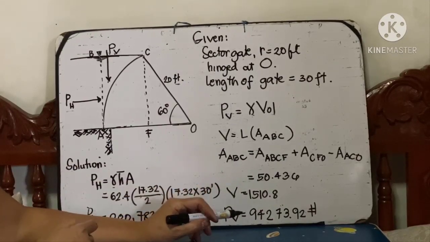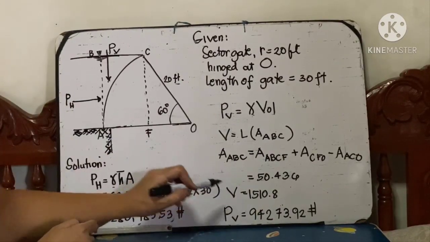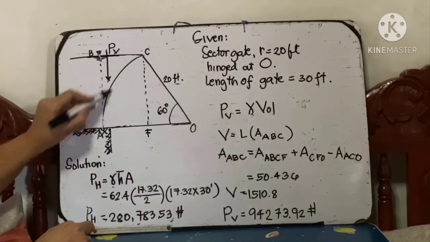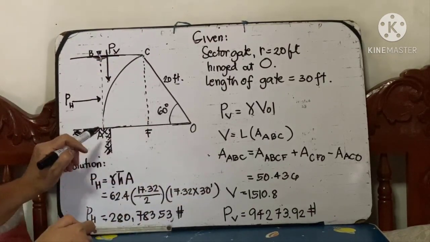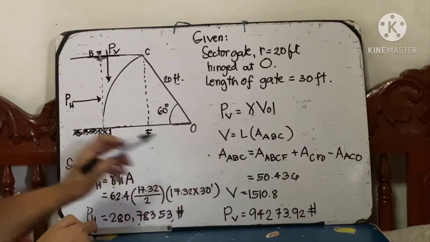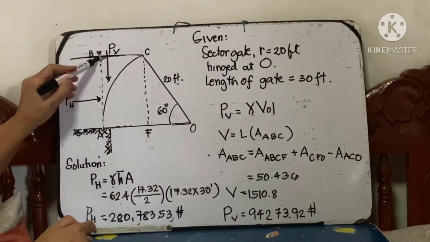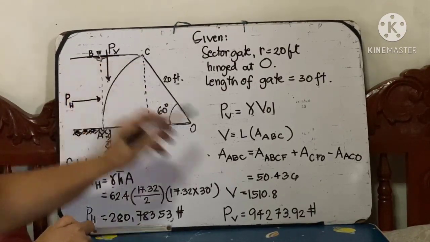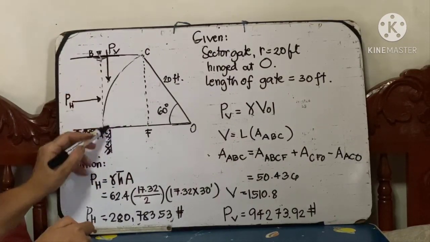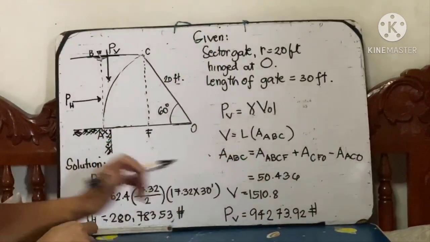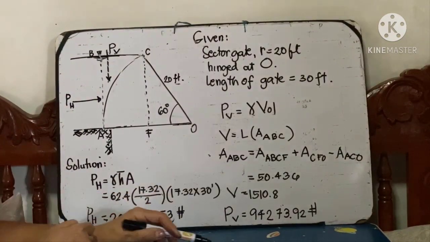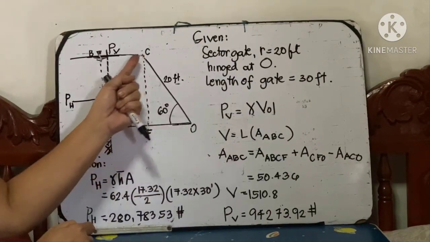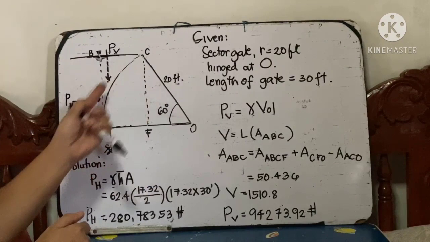That volume is equal to the length of the gate, which is 30 feet, times the area of this. What is that area? This is its area. The area of ABC is equal to the area of ABCF, which is a rectangle, plus the area of this triangle, CFO. We subtract this area of the sector, ACO, and that is what remains. So we know the area of the rectangle, we know the area of this triangle, and we know the area of the sector, which is 1/6 of the circle.